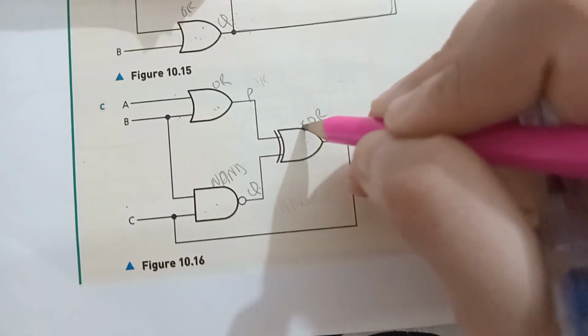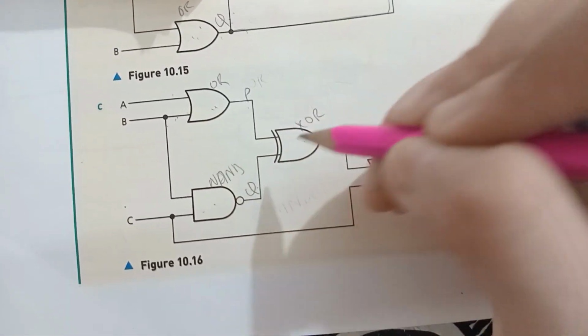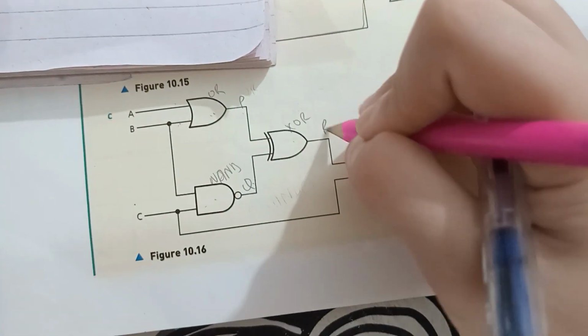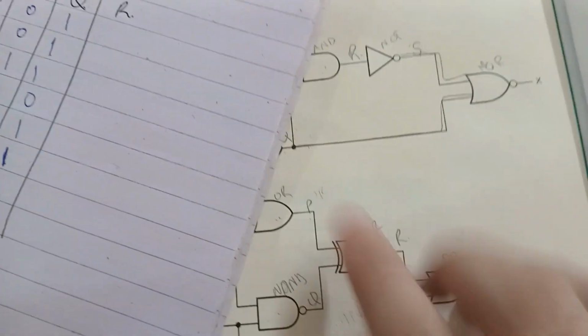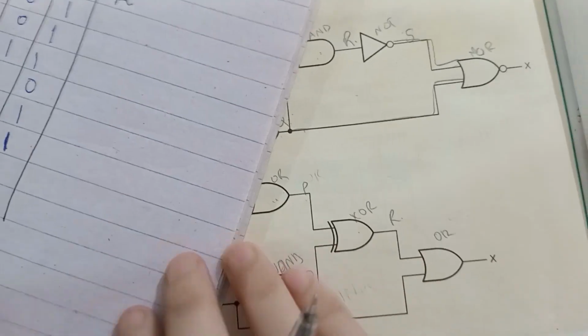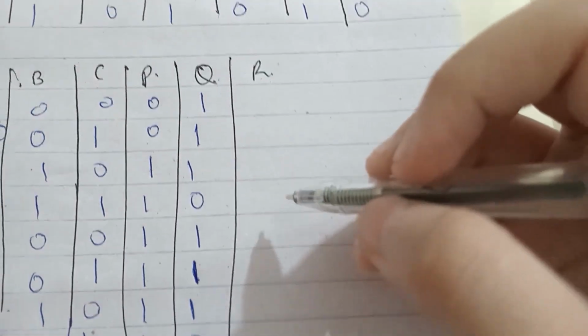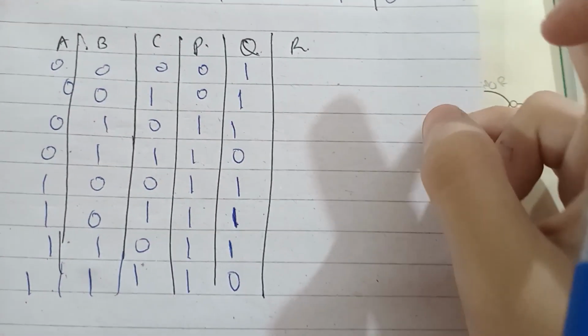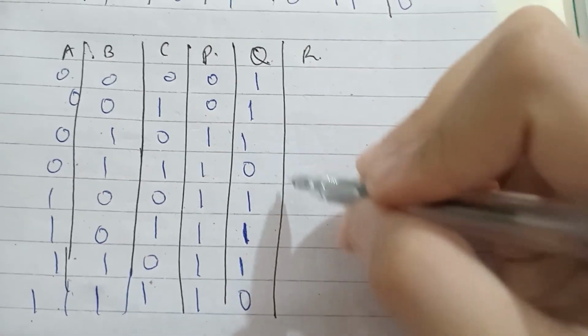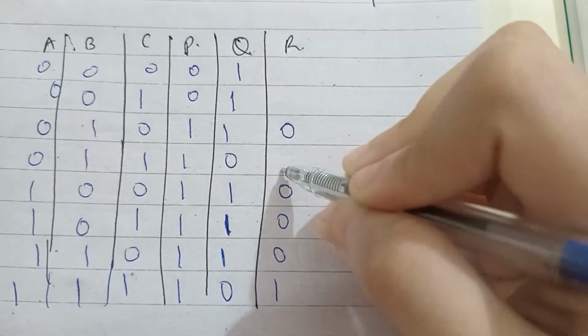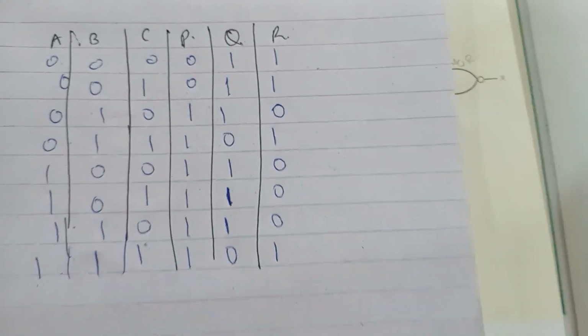This is the XOR gate. The inputs to the XOR gate are P and Q. So for the XOR gate, I'll write P, Q, and R. So this is R, the output. So what is the condition of the XOR gate? If the two inputs are the same, the output will be 0. So here we have two inputs that are the same. Otherwise, it will be 1.